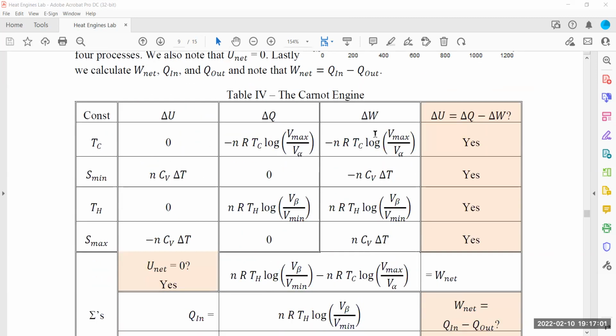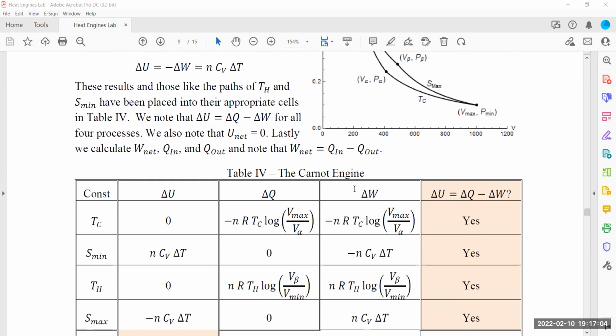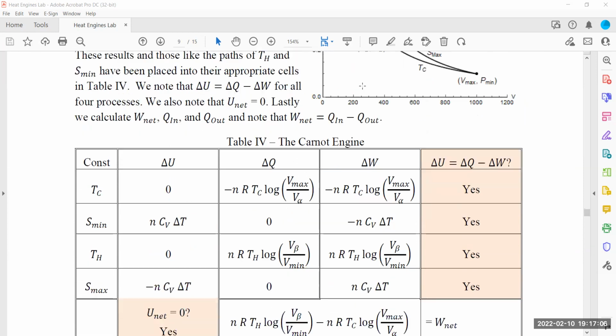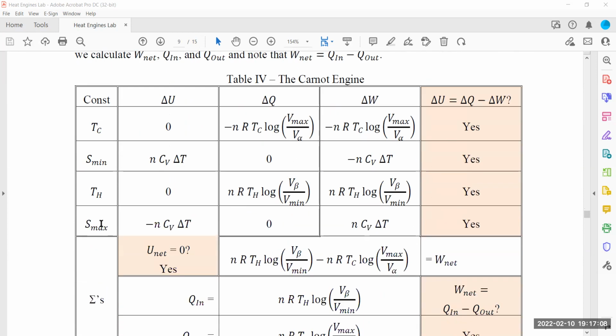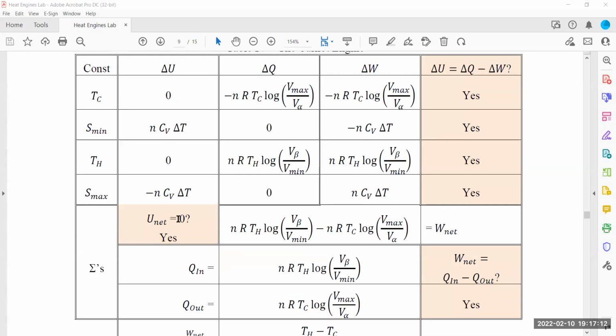Of course, it's the opposite of this one, except happening at TH. The last one in here, S max, is the opposite of S min, except it's happening at a different level in here. In this case, everything checks. And the U net in here, which is the sum of all of this energy, should be 0 because it's a cycle. So if you add all of these numbers, you're going to get 0.